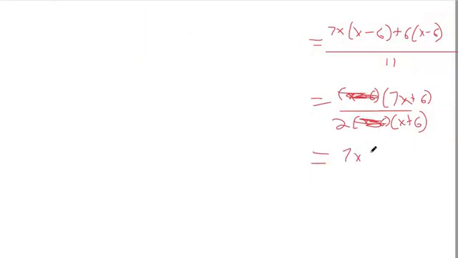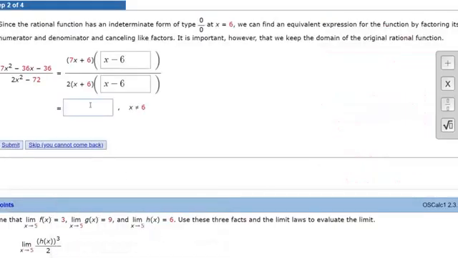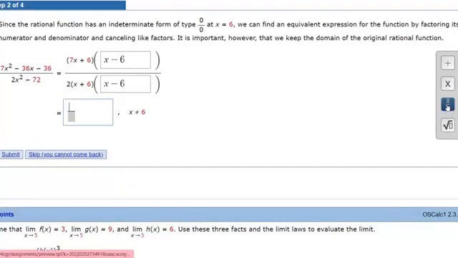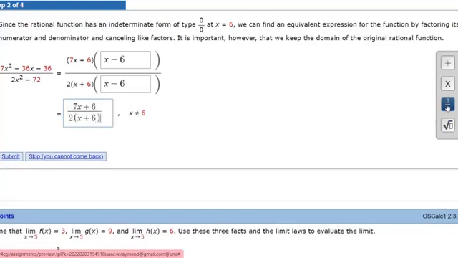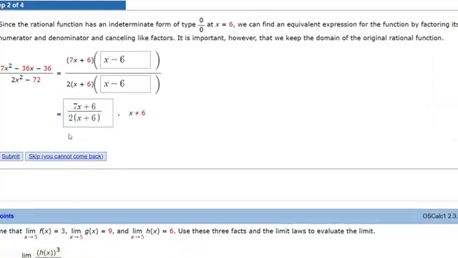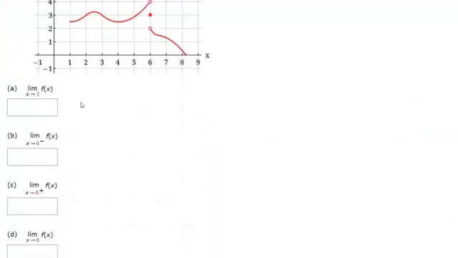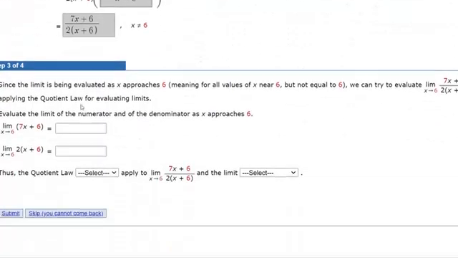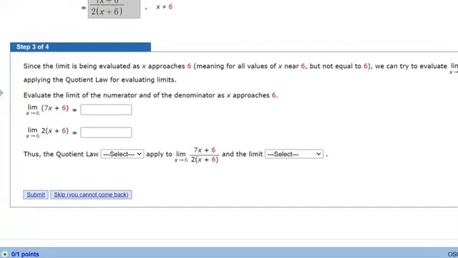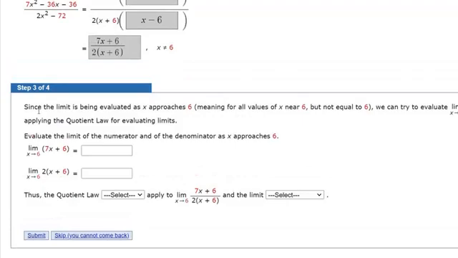So we have a 7x plus 6 in the numerator and a 2x plus 6 in the denominator. So here, I'm going to hit the fraction button. I got 7x plus 6 and 2x plus 6 in the denominator. Okay, step 3. Now they want you to try to reapply the quotient law for limits. So looking at the numerator, 7x plus 6, we can evaluate that one.